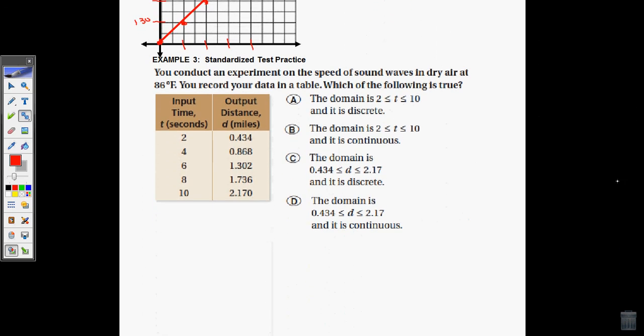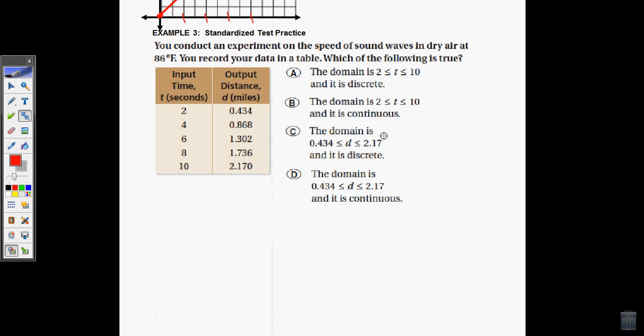So that's continuous data. Now let's take a look at one more example, and it's just a multiple choice. What is true, A, B, C, or D? What can I say is a true statement about the table that's given here? I'm conducting an experiment on speed of sound waves in dry air at 86 degrees Fahrenheit. You record your data in a table. I have input values of 2 seconds, 4 seconds, 6 seconds, 8 seconds, and 10 seconds. And at those input values of seconds, I have specific output distances.